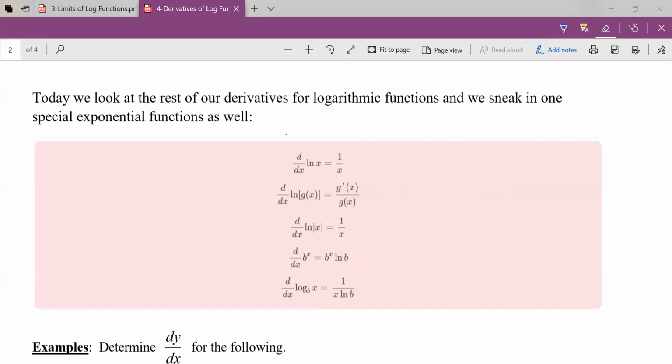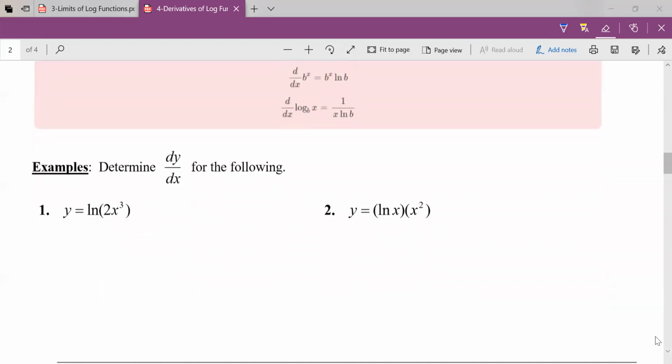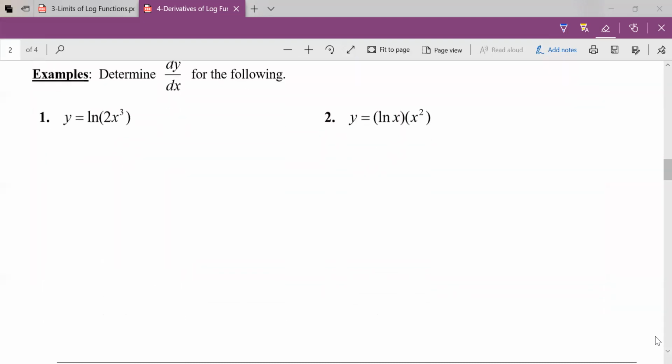So here's all we're going to do. We're just going to go and apply these. Let's see how it goes. It's actually not that bad. The first one says, let's take the derivative. y is equal to the natural log of 2x cubed. Okay, no big deal.